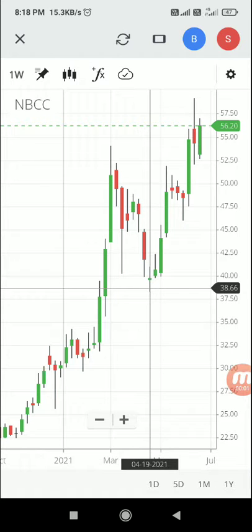Hello everyone. So today we are going to discuss what are the basic things which you should be adding in the chart to analyze any stock on a technical basis. So the first thing which you should be adding in a chart is volume.